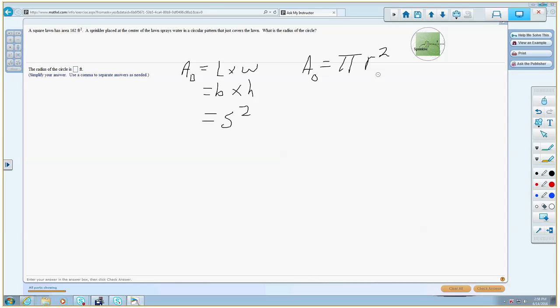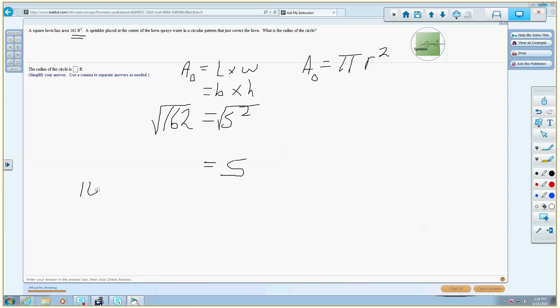Now we are looking for r, so we're looking for this guy right here. But we're only given the area of the lawn, 162 feet squared. So if we wanted to find how big one of the sides of the lawn were, then we could take the square root. I'll show you how to do this.